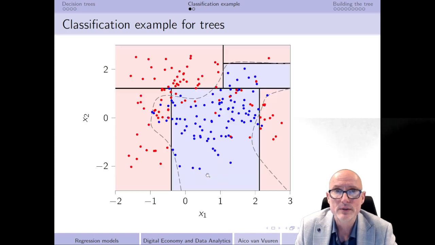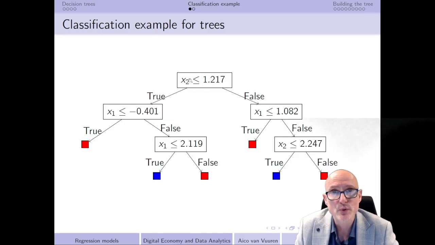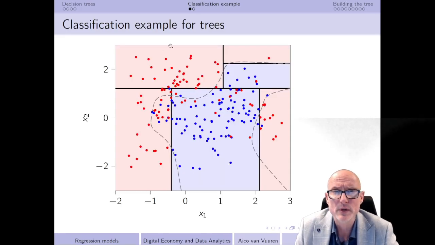And well, then in addition to that, if at the moment that x2 is larger than 1.2, well then at that moment in time we have to ask ourselves the question whether x1 is smaller than 1.082. If that's true, then we essentially are going to make a prediction which is red, because then we are in this pure node that we have over here.